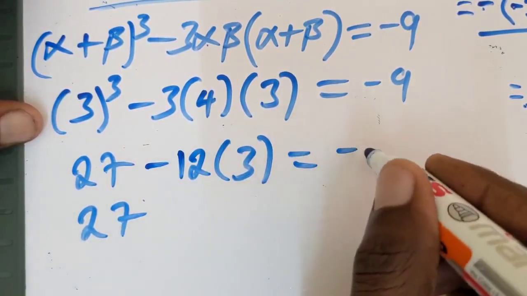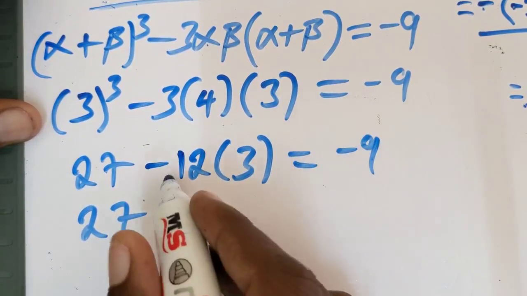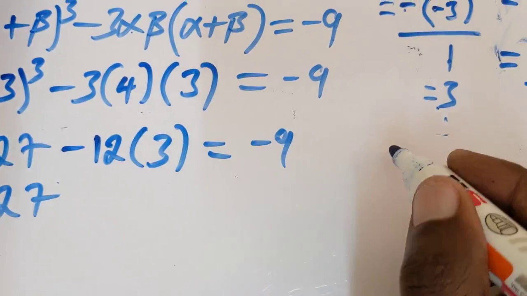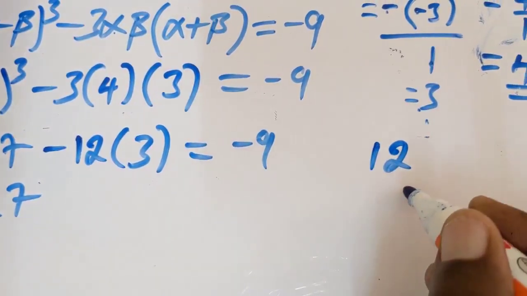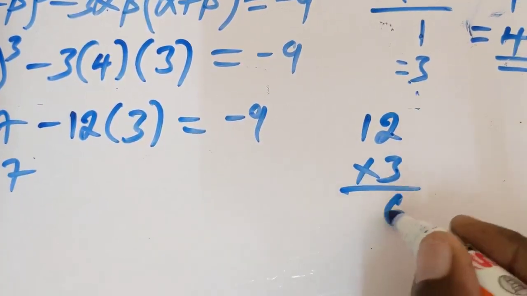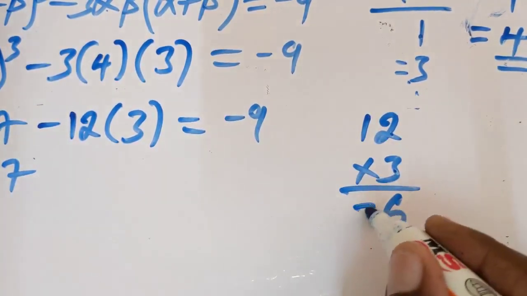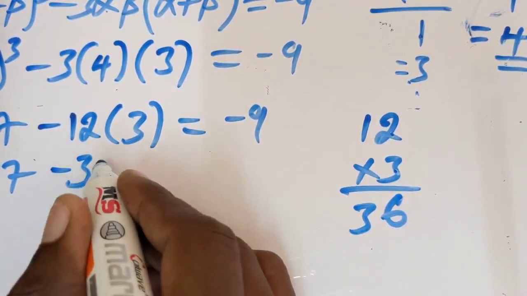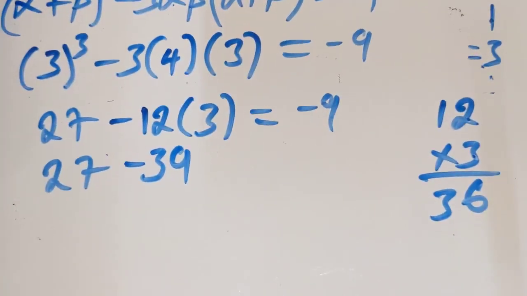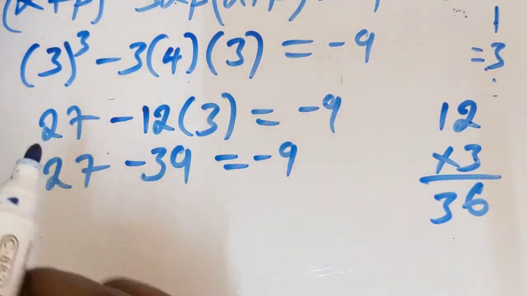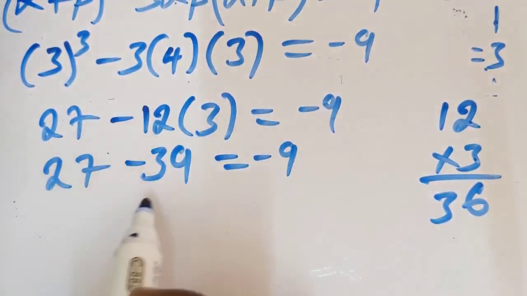Don't forget that here there is negative 9. So negative 12 multiplied by 3. So this is 12 multiplied by 3. Okay, so 3 times 2, that is 6. 3 times 1, that is 3. So this is 36, which means this is negative 36. Okay, so that is negative 36 equal to what? Negative 39. So now let's find out what this is. So this is negative 39.